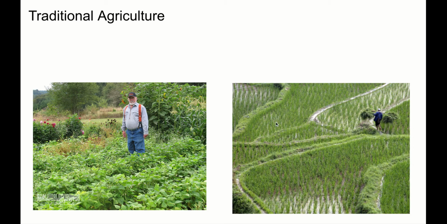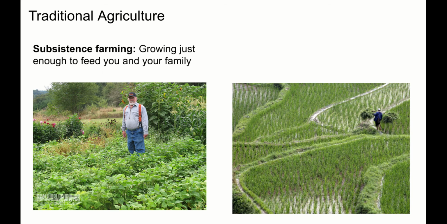So there are different genres of traditional agriculture. Here you can see two different varieties. Here on the left is what I would call a homestead variety of traditional agriculture, where you can see what looks like a garden growing the different foods that a family might need to survive. This is also called subsistence farming, and this is growing just enough to feed you and your family. Think about a homesteader who's growing the root vegetables, the crops, to can, to pickle, to last all year, to feed their family and survive.